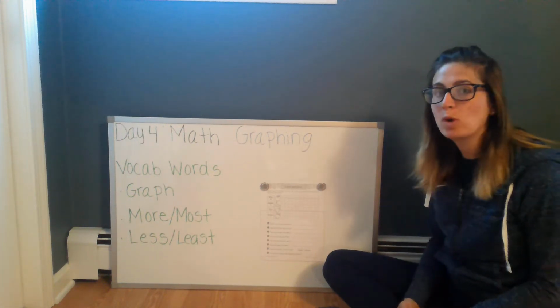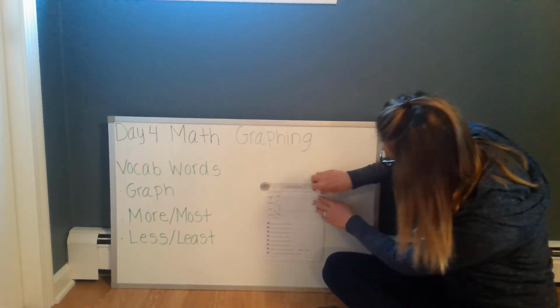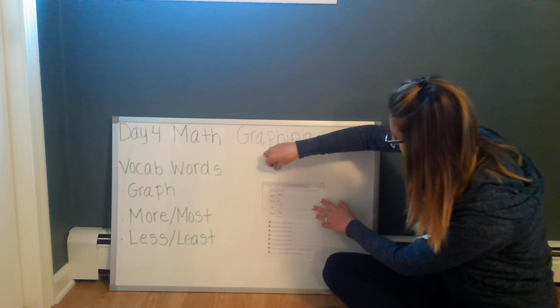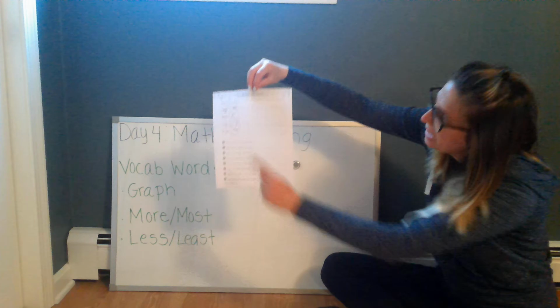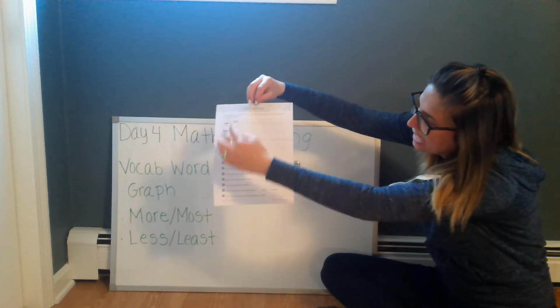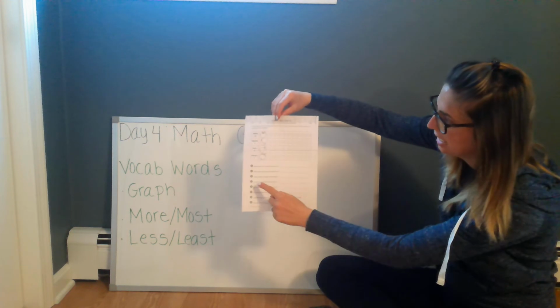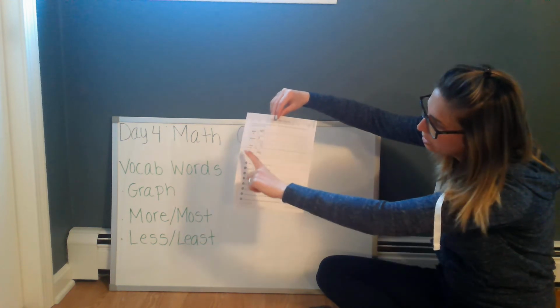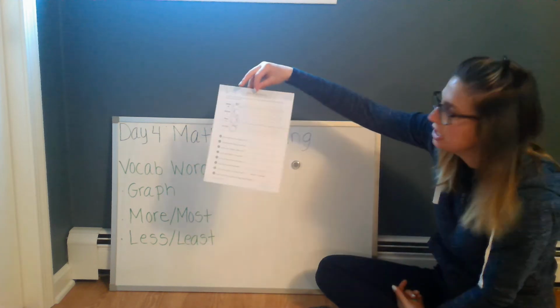Today we're going to be focusing on graphing. So I'm actually going to show you our graphing worksheet. At the top it says graphs and charts, and it's going to have 4 different kinds of fruit listed on the side. It'll have apples, bananas, pears, and oranges. And then there will be 8 questions listed at the bottom.